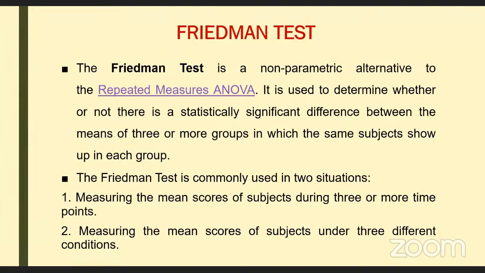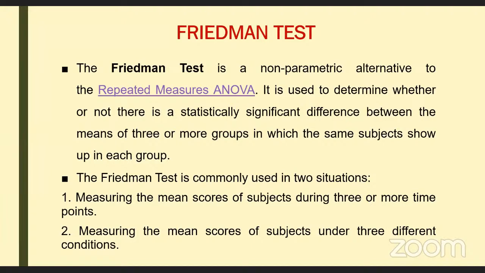Then what is the Friedman test? The Friedman test is the same as repeated measures ANOVA. What was repeated measures ANOVA? We have a group with more than two paired observations in a single group. In that case, in the parametric setting, we apply repeated measures ANOVA, right? In the same way, the non-parametric alternative is the Friedman test.